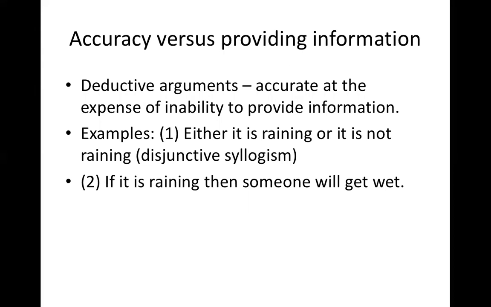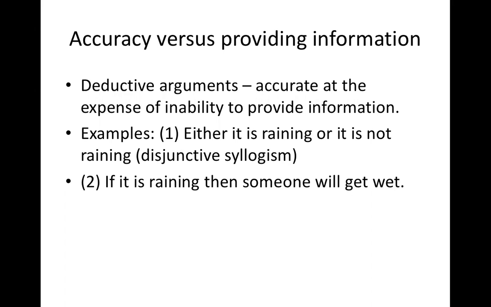Now, deductive arguments are accurate at the expense of the inability to provide information. So when you look at a deductive argument, the accuracy is 100%. It is as accurate as a mathematical equation. But it doesn't provide you any extra information.